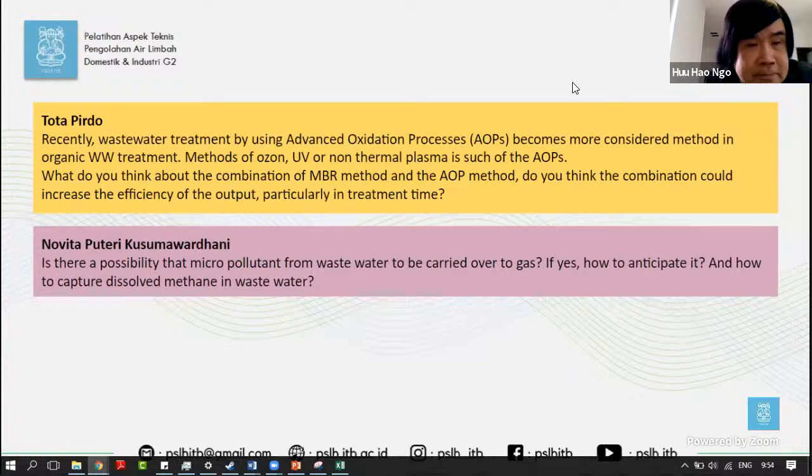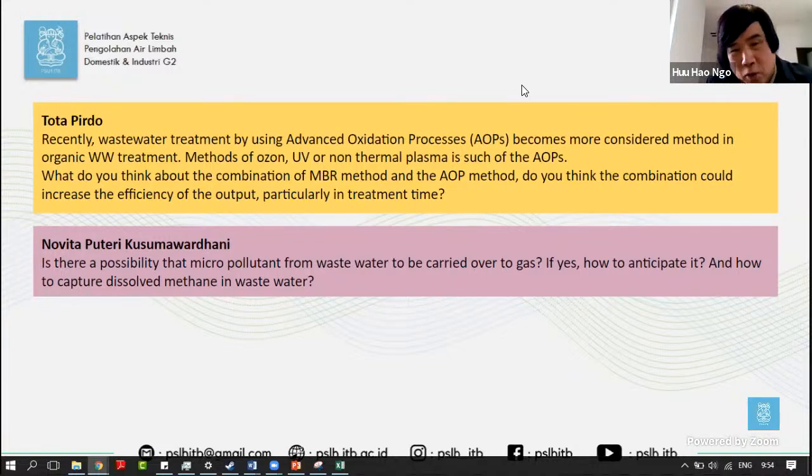Is there a possibility that micropollutants from wastewater are carried over to the gas? If yes, how to anticipate it and how to capture dissolved methane in wastewater? The question is whether micropollutants can be carried over to gas. Because of the quantity, they can convert to gas, yes, but it's not much.